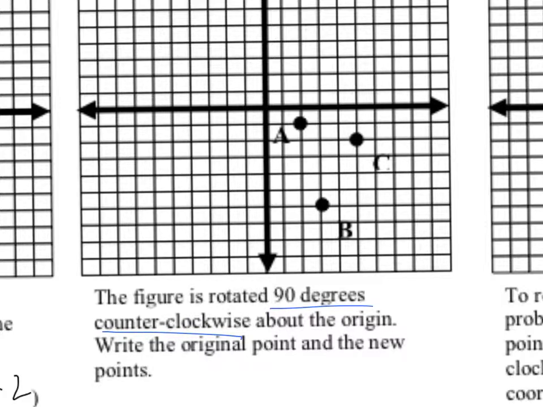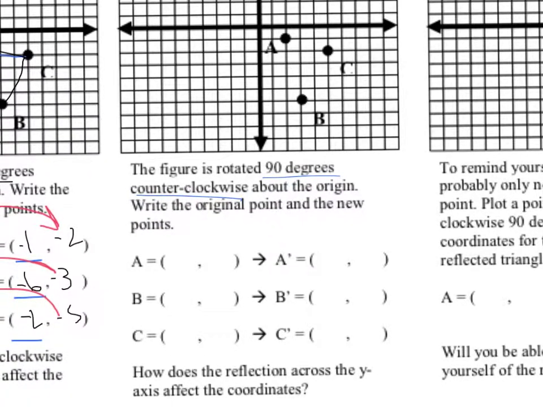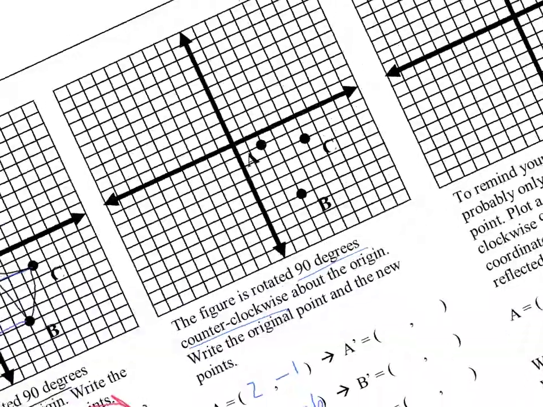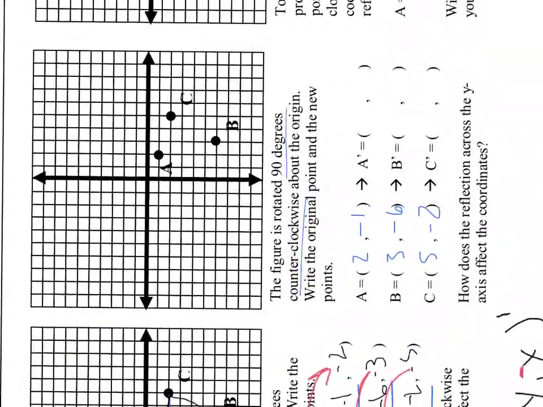All right, so it's the same thing. I see my points for this problem are all in the same place. I have A at 2, -1, my B is 3, -6, and C is 5, -2. And this time when I rotate it, I'm going to be rotating it the opposite direction, the opposite way that we would see the clock. So when it's rotated, it's going to show me where my points look like they should be.